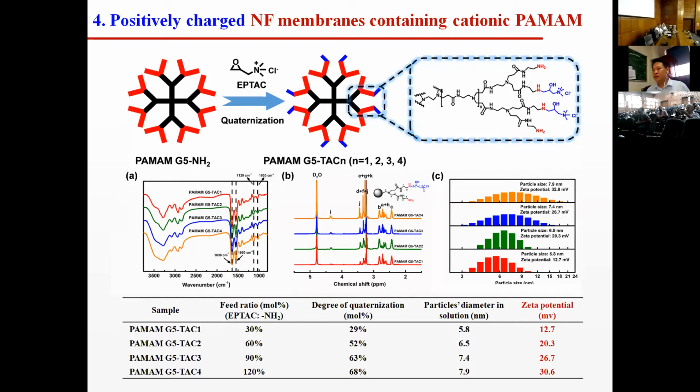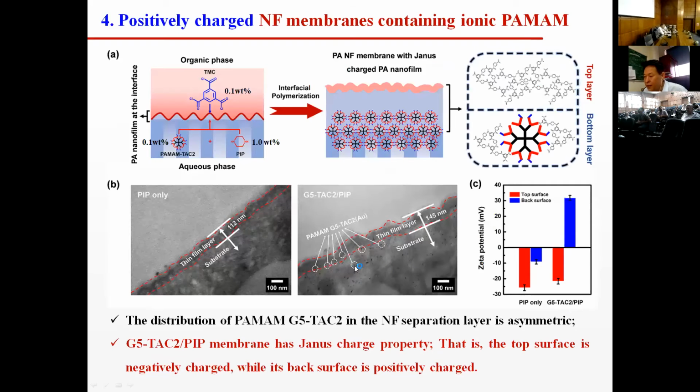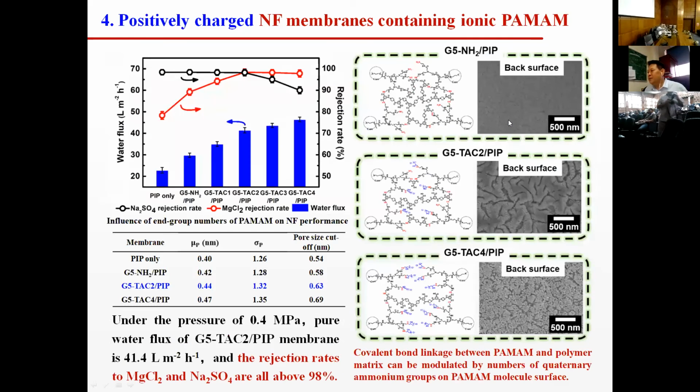Also, this is the distribution of the PAMAM in the polyamide film, and this is the positive charged state. In the bottom of the polyamide layer, there exist many porous structures. These porous structures will contribute to the higher flux.